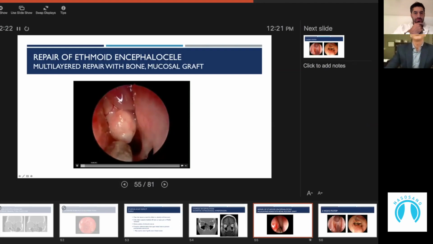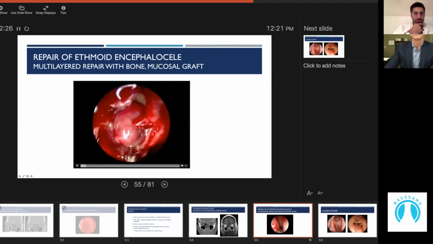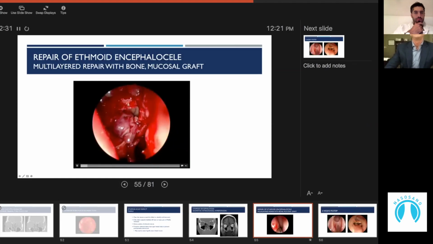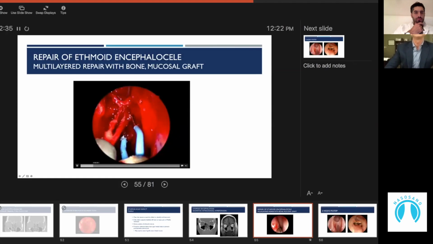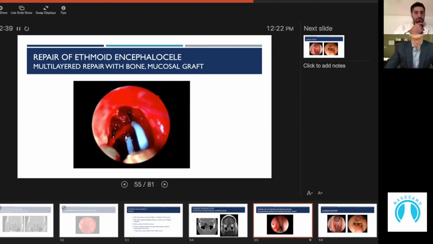First thing we want to do is open up the sinuses completely around the defect. Okay. The last thing we want to do is manipulate the meningoencephalocele. So we can find the ethmoids around this. Here after doing that, we're cauterizing and transecting the meningoencephalocele.